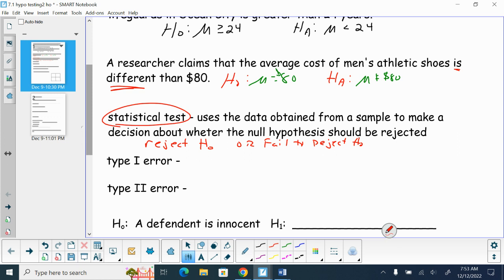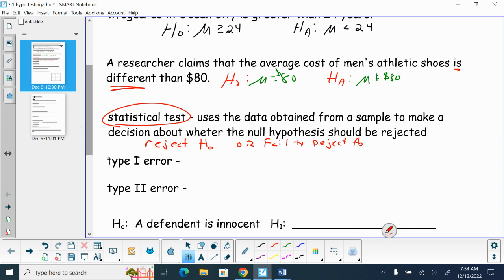It's going to be one of these two answers, and statistically you'll be able to determine: do I reject the null hypothesis or do I fail to reject the null hypothesis? Once again, most of the time the null hypothesis is something that's already established.